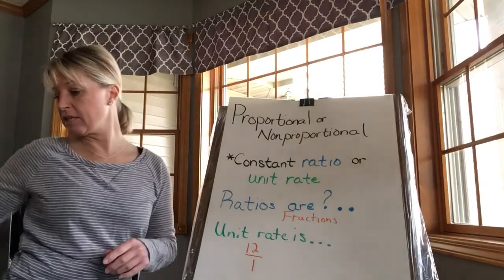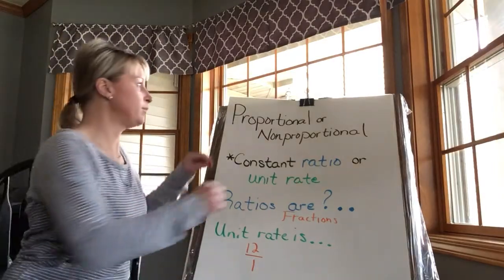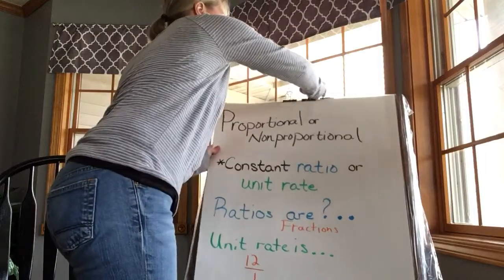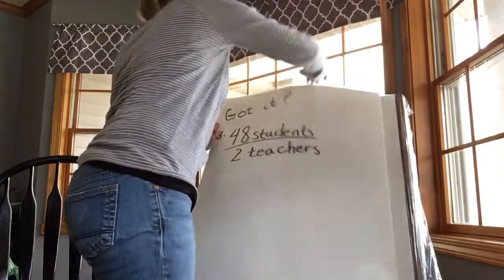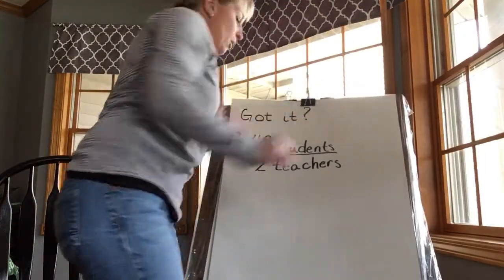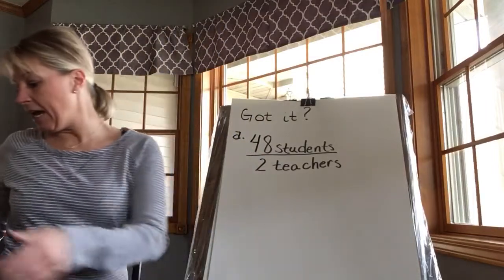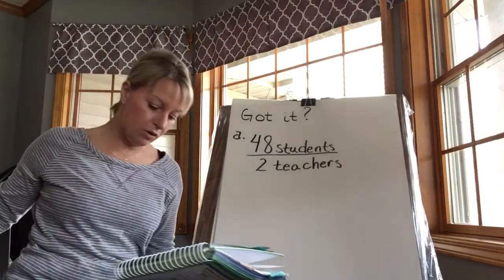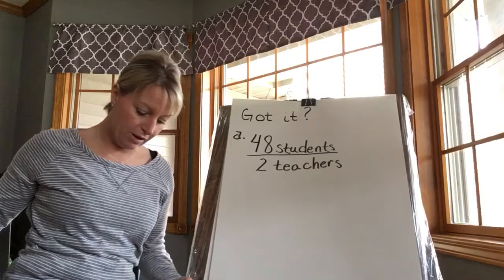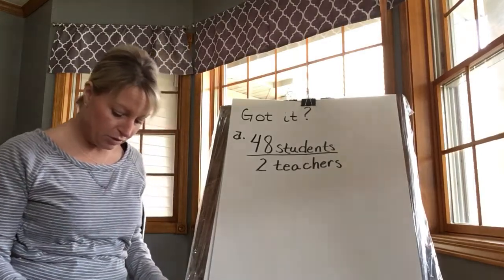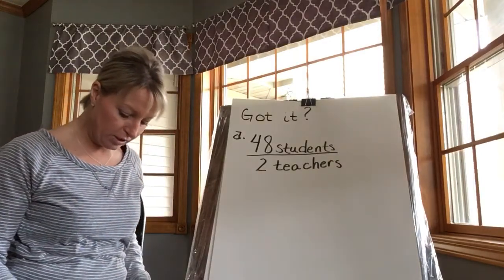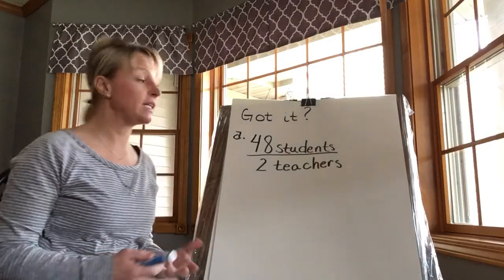So let's go over some of those examples, the Got It problems that you were supposed to do yesterday. For the first problem, problem A stated, at Lakeview Middle School, there are 2 homeroom teachers assigned to every 48 students. Is the number of students at the school proportional to the number of teachers? And then we needed to explain.